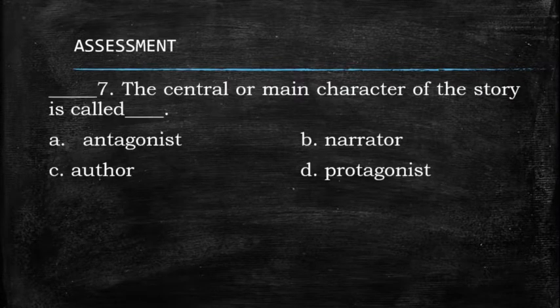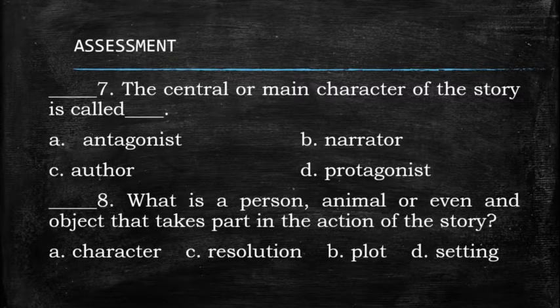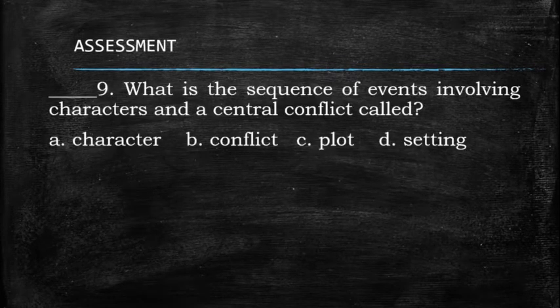7. The central or main character of the story is called A, antagonist, B, narrator, C, author, or D, protagonist. 8. What is a person, animal, or even an object that takes part in the action of the story? A, character, B, plot, C, resolution, or D, setting. 9. What is the sequence of events involving characters and the central conflict called? A, character, B, conflict, C, plot, or D, setting.